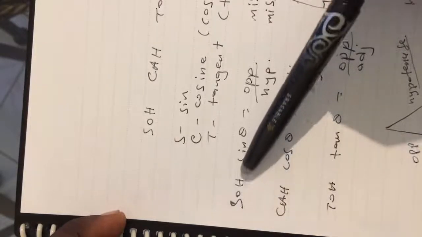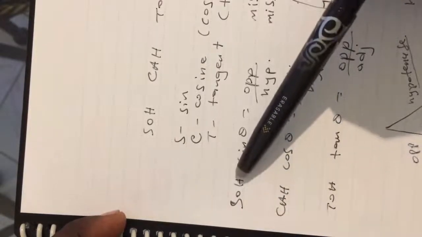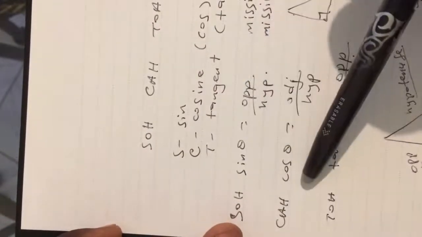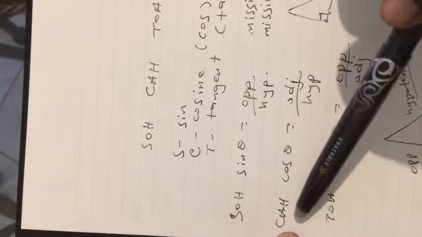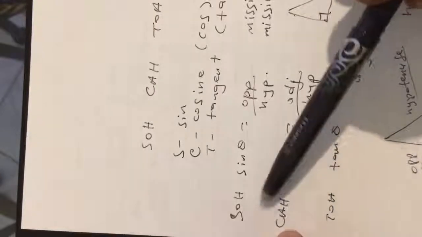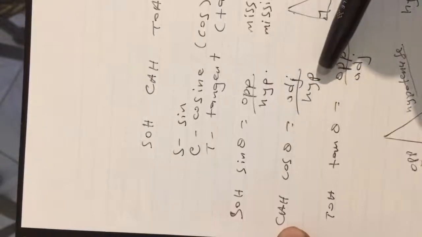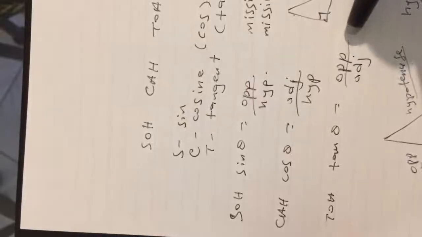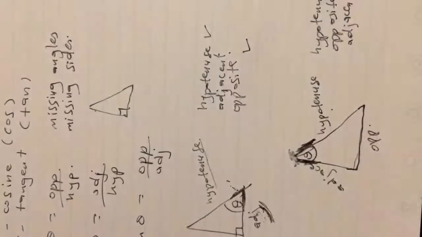The S is for sine, O is for opposite, and H is for hypotenuse. So sine of theta is equal to opposite over hypotenuse. C is for cosine, A is for adjacent, H is for hypotenuse. So cosine of theta is equal to adjacent over hypotenuse. And for TOA, tan of theta is equal to opposite over adjacent. And just now I showed you guys how to identify the sides.